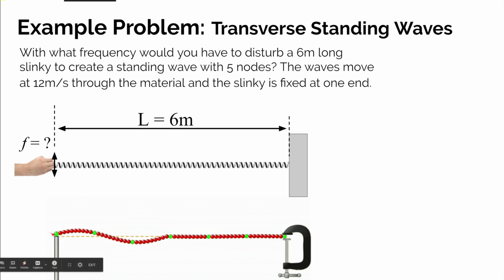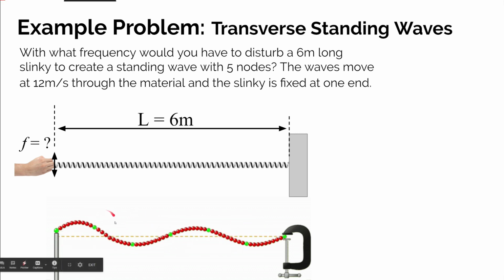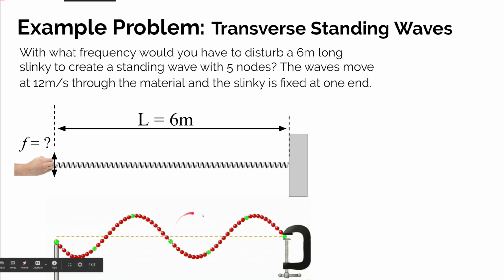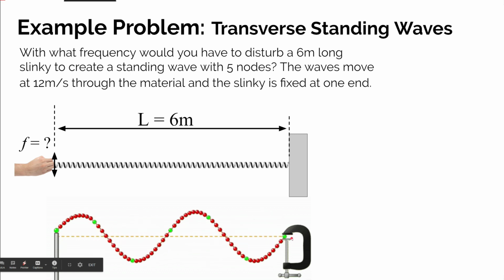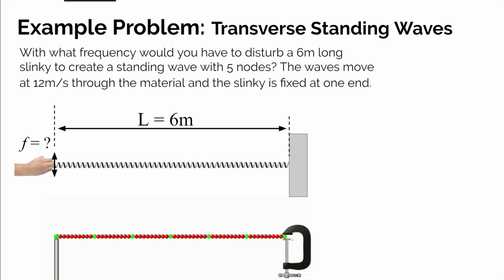It would have 5 nodes. It would have 1 on this end, 2, 3, 4, well, let me let it get going again. So 1, 2, 3, 4, and 5 nodes. So that's 5 nodes and 4 antinodes. It's kind of easy to figure out what it's going to look like if you have an animation, but on a typical problem, you're not going to have an animation to work with. So how do you think this through?